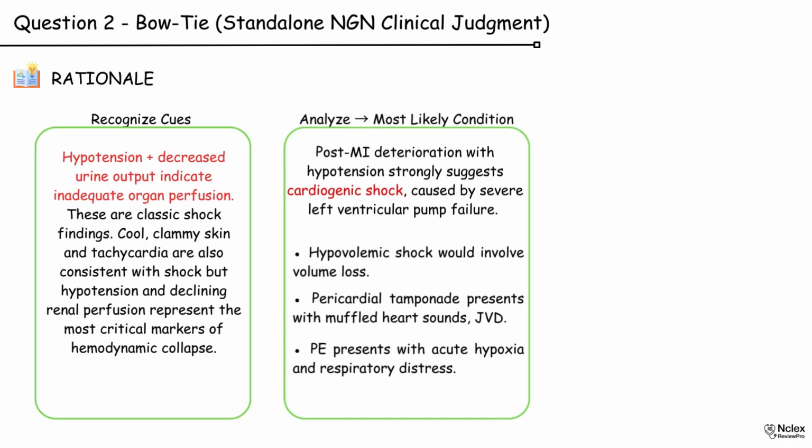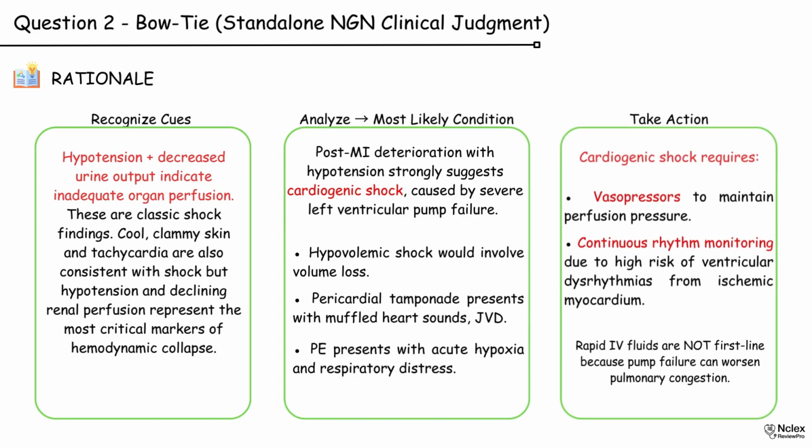Now analyze the condition. This is not hypovolemic shock because there is no evidence of fluid loss. It is not pulmonary embolism because the scenario does not describe acute hypoxia or sudden respiratory collapse. It is not pericardial tamponade because we are not told about distended neck veins or muffled heart sounds. This is cardiogenic shock caused by pump failure after myocardial damage.